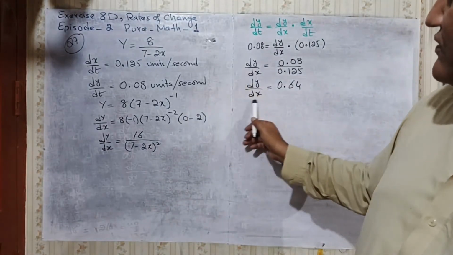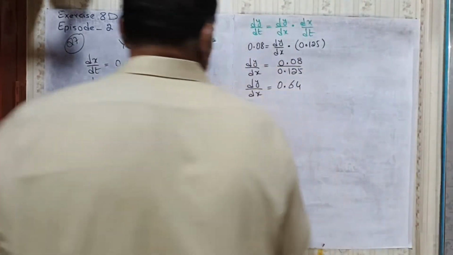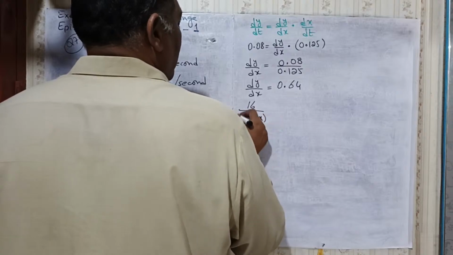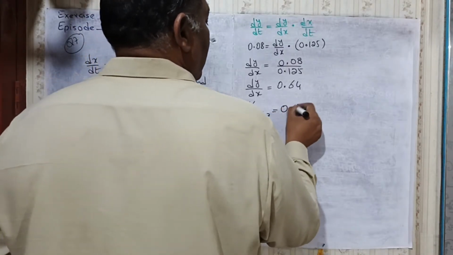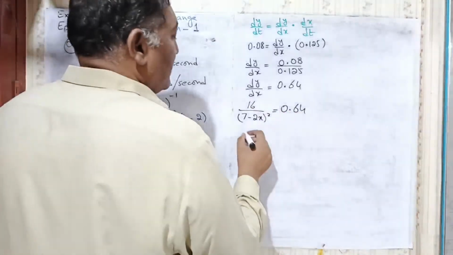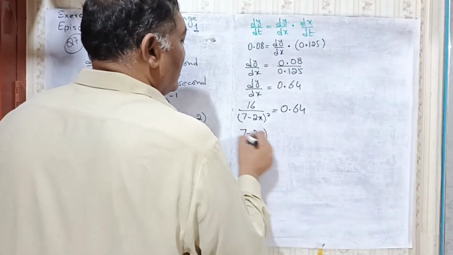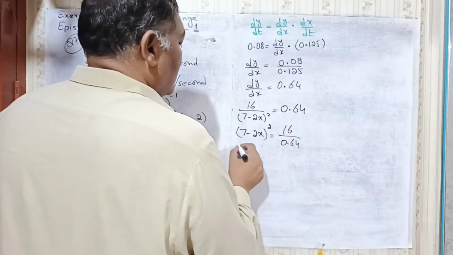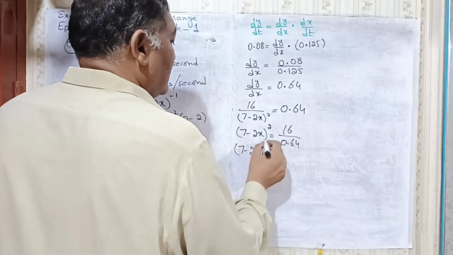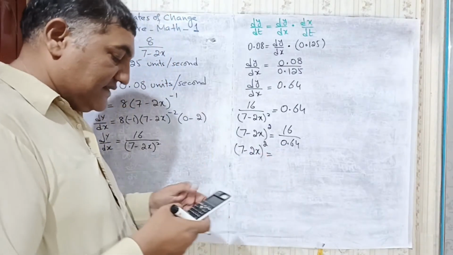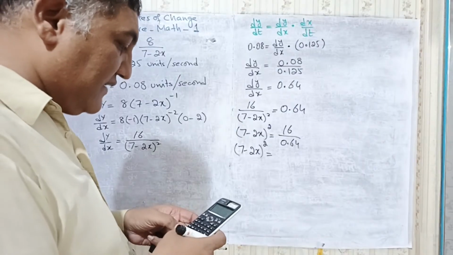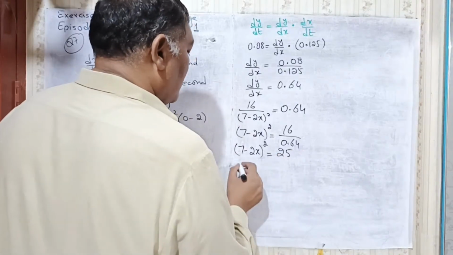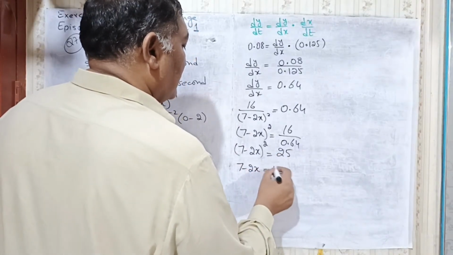I know the expression for the dy by the dx, that is this expression. So in the place of this, I will put this expression. So 16 divided by 7 minus 2x raised to power 2 is equal to 0.64. So I will cross multiply it. So it will become 7 minus 2x whole square will be equal to 16 divided by the 0.64, that is equals to 25. Okay, I will take the square root on both the sides, so you will have plus minus 5.